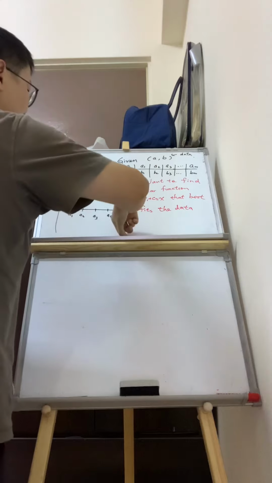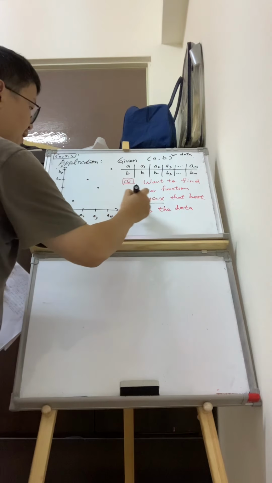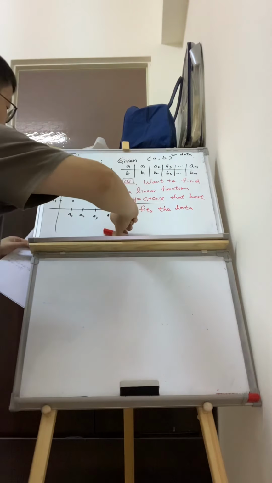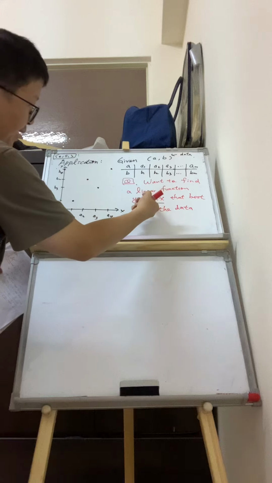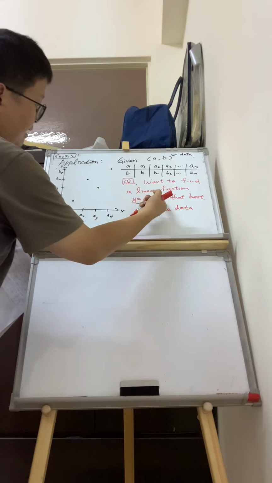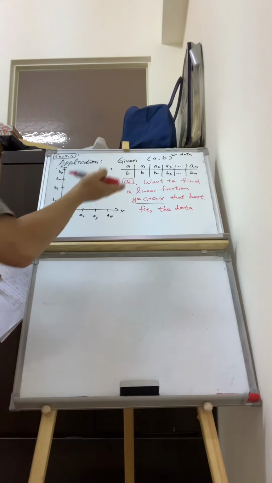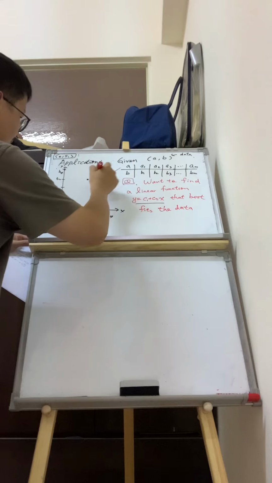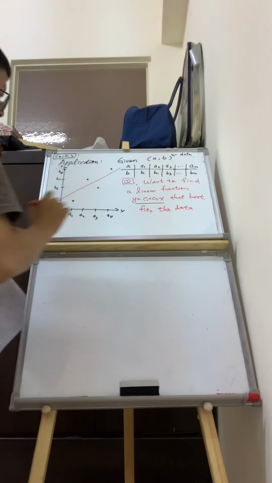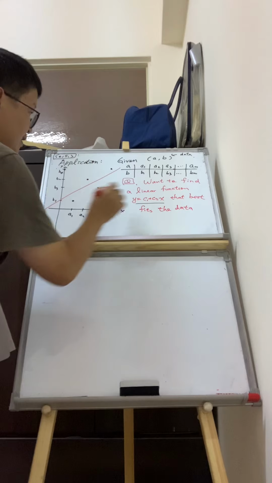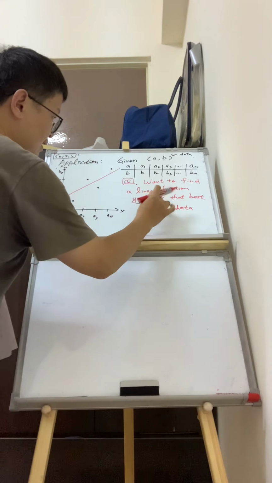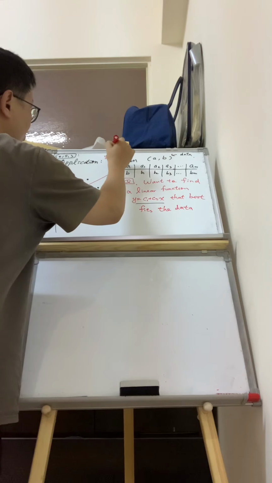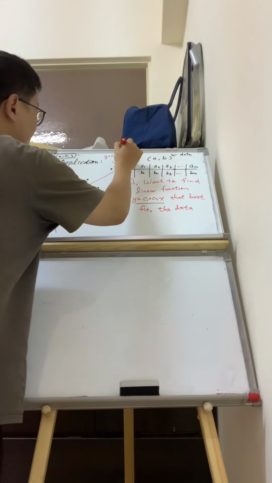And now we want to find a linear function, y equals C1 plus C2x, that best fits the data. It means that we want to find a linear function: a constant plus x times a constant. It's a straight line, right? So we want to find a straight line. If the function y is what we want, y equals C1 plus C2x.